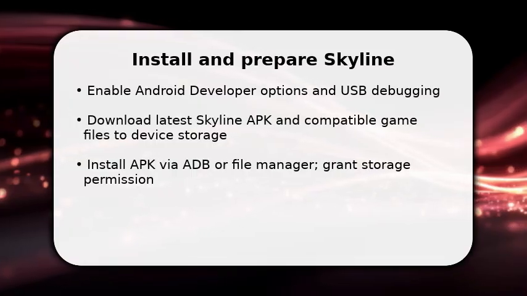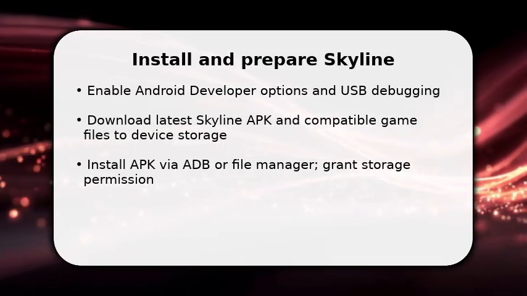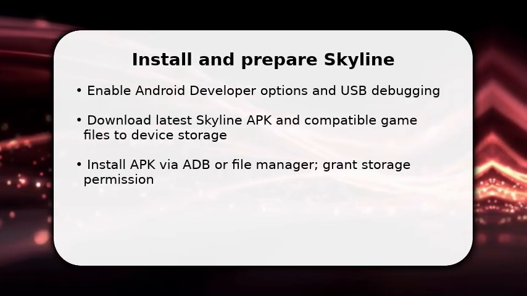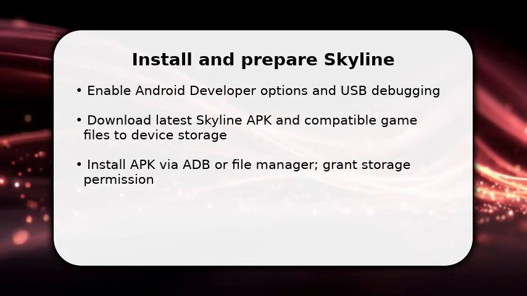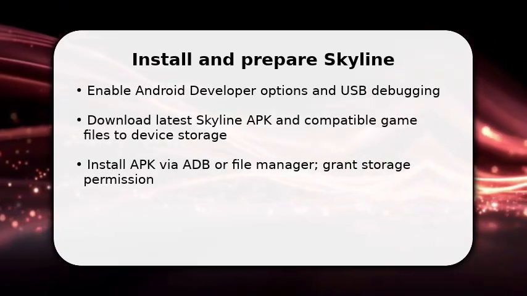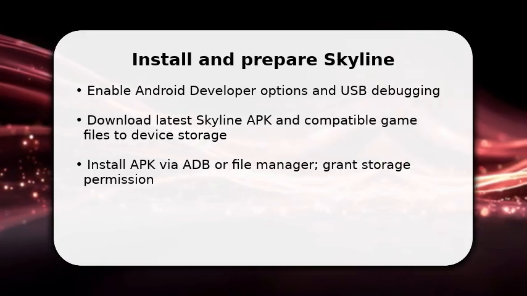You start by preparing the device. Enable developer options and USB debugging so transfers work. Next, download the latest Skyline APK and move compatible game files into a clear folder. Install the APK using ADB or a file manager. Grant storage and overlay permissions when prompted.